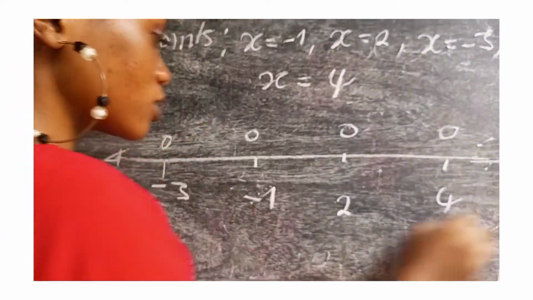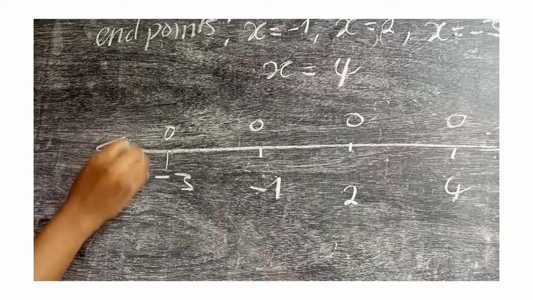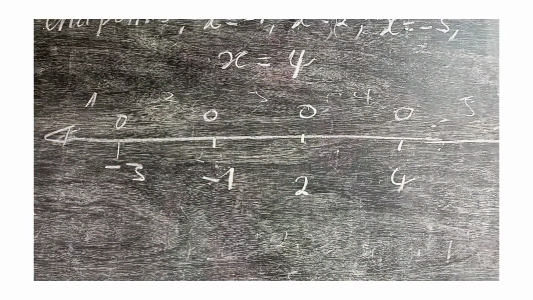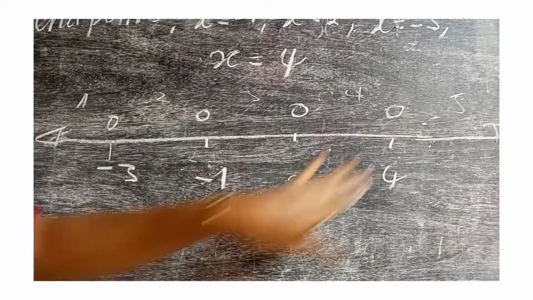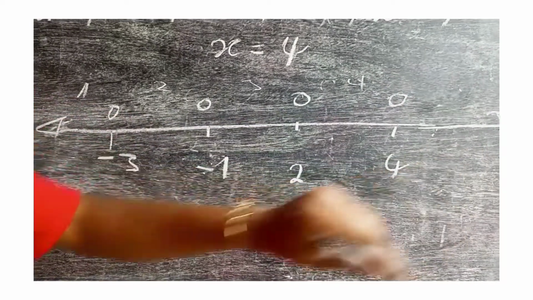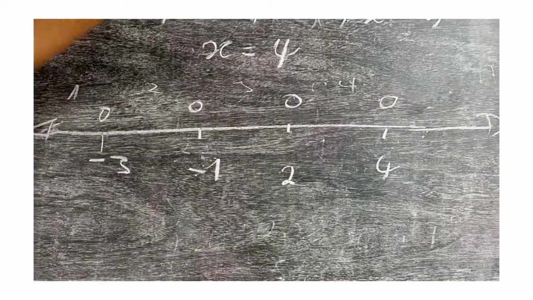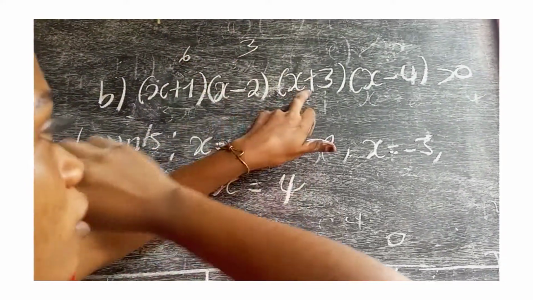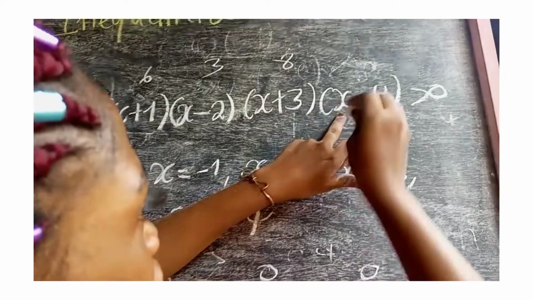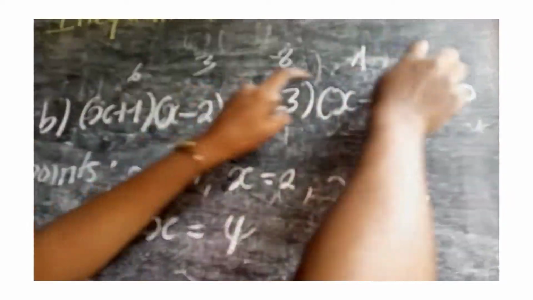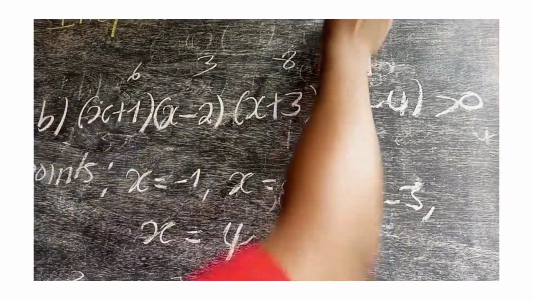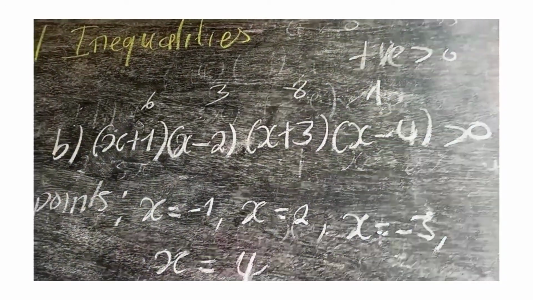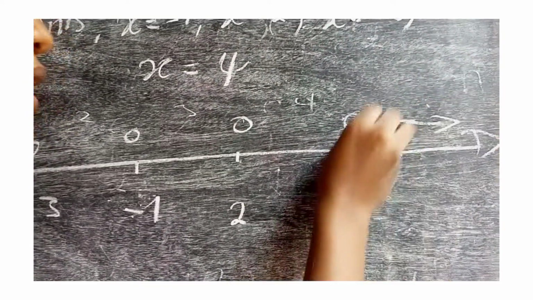So if you look at that, we have 1, 2, 3, 4, 5 regions. 5 regions to test. So I can start with a number here, 5. I'm going to put 5 all through. Putting 5 here, this is 6. 5 here, 3. 5 here, 8. 5 here gives 1. So if you multiply all this, our result is going to be positive. A positive number is greater than 0. So it means this region satisfies.